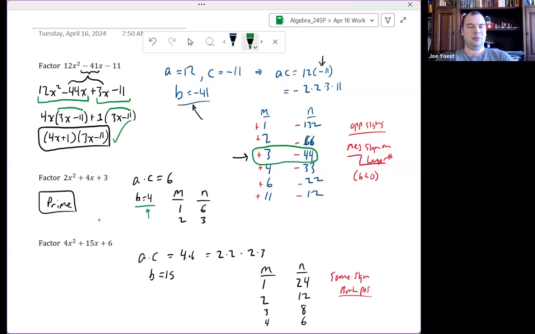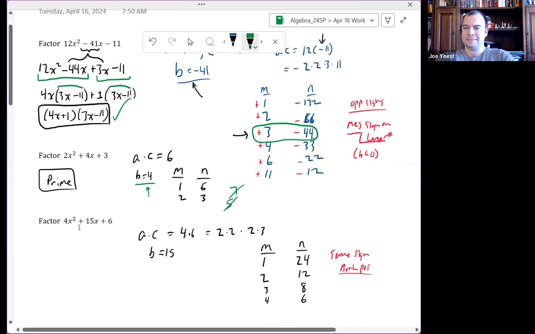All of my m and n's have to be positive to have a shot at this, but I see their sum is either going to be 7, which isn't 4, or it's going to be 5, which isn't 4. There's no way to break up this middle term in such a way that I can do this AC grouping process and get a factorization. This quadratic expression is prime. It can't be factored. Can't be factored over the integers anyway.